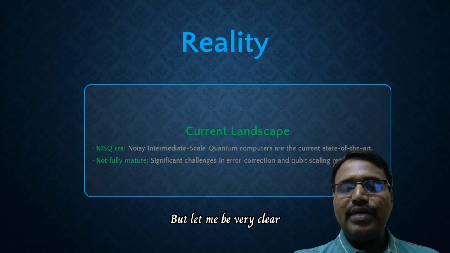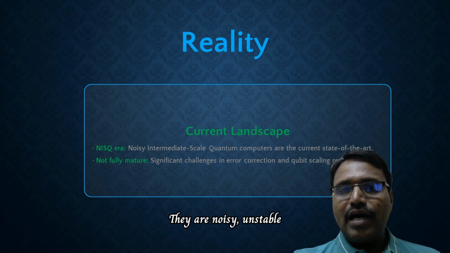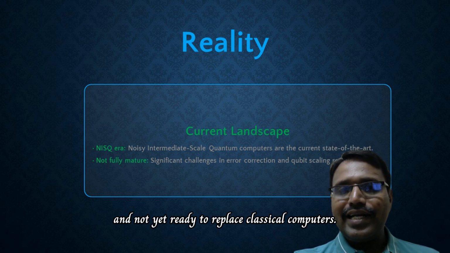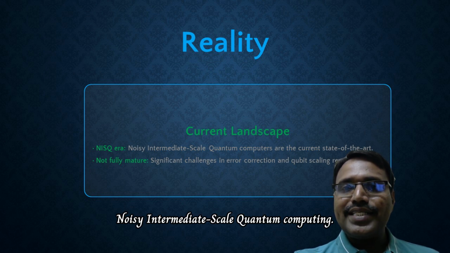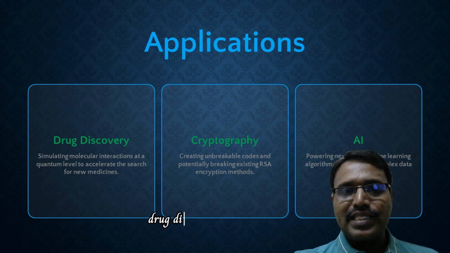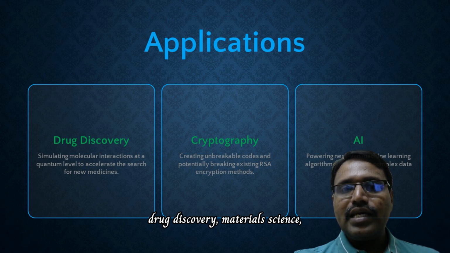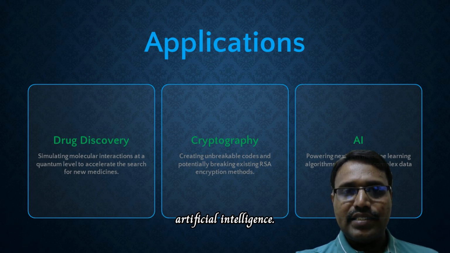But let me be very clear, quantum computers are still in an early stage. They are noisy, unstable, and not yet ready to replace classical computers. This era is called the NISQ era, noisy intermediate-scale quantum computing. Quantum computing has potential applications in drug discovery, material science, cryptography, optimization problems, and artificial intelligence.